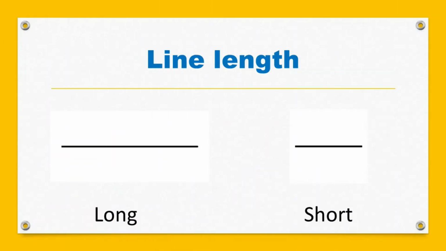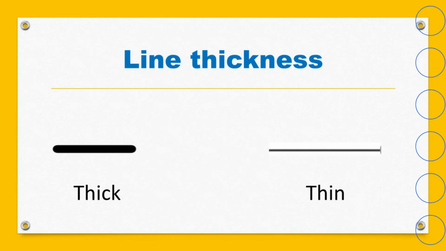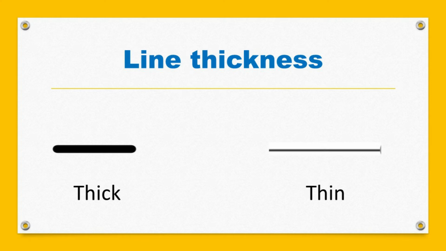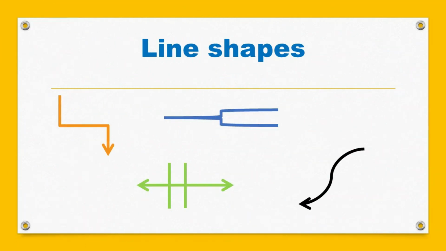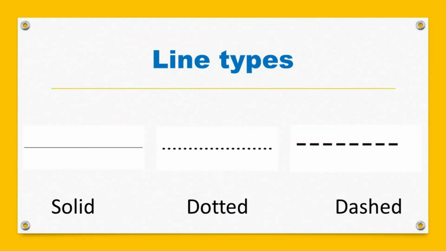Here is line length. The one on the left is long and the one on the right is short. Here is line thickness. The one on the left is thick and the one on the right is thin. Curves or no curves. The one on the left is curved and the one on the right is straight. There are lots of line shapes. Here are some examples. These are line types. They are solid, dotted, and dashed.